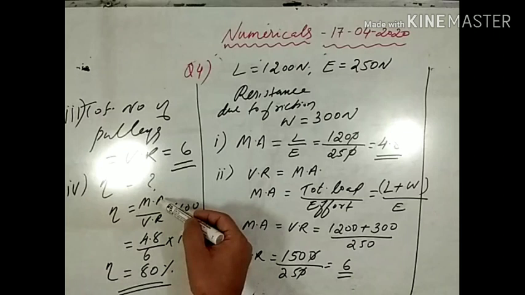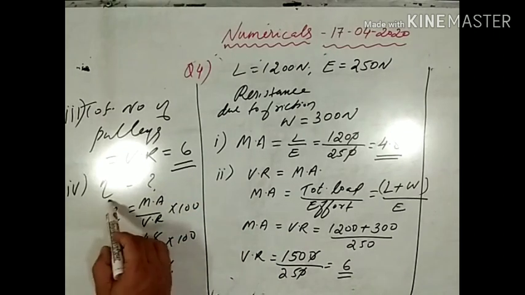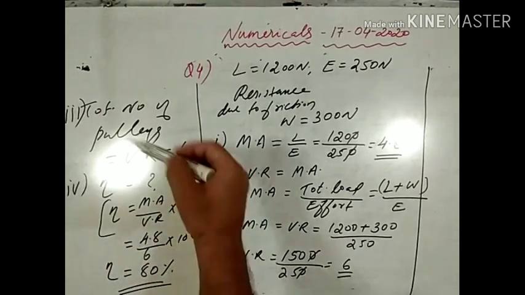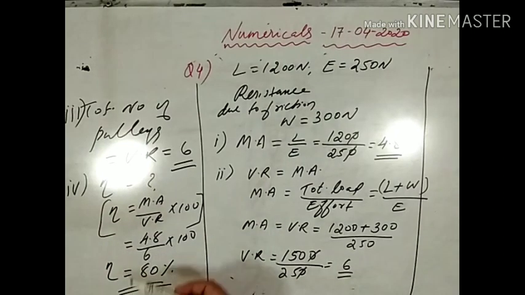Efficiency is equal to mechanical advantage upon velocity ratio into 100. We have calculated all the quantities. Just put the values and calculate it. So I hope the steps are clear to you.